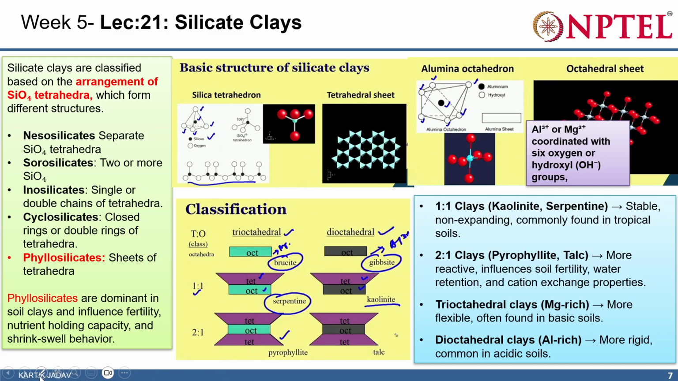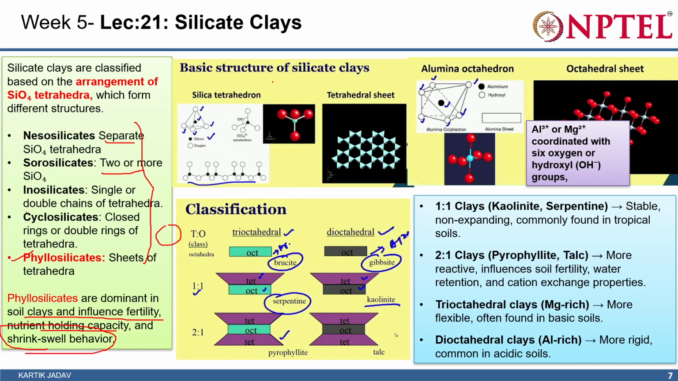So, continuing with this week 21 content, we have covered the classification of silicate clays based on the arrangement of silicon oxide tetrahedra, which form different structures, namely nesosilicates, sorosilicates, inosilicates, cyclosilicates, and phyllosilicates. We classify these based on the arrangement of SiO4 tetrahedra: either separately attached, or formed in two or more SiO4, as a double chain, single chain, or a cyclic structure. Among all these structures, the important one is phyllosilicates, as they are dominant in soil clays and influence fertility, nutrient holding capacity, as well as the shrinking and swelling behavior of the soil.